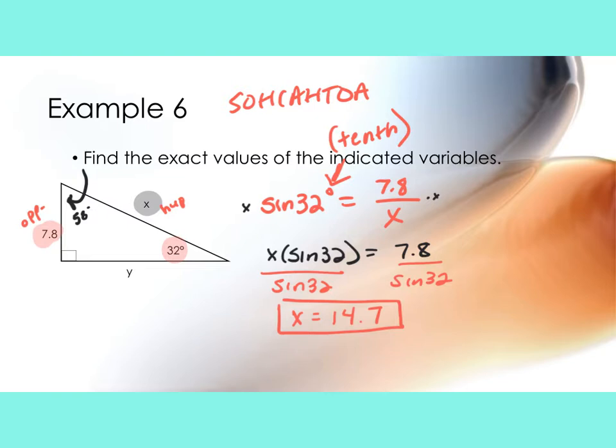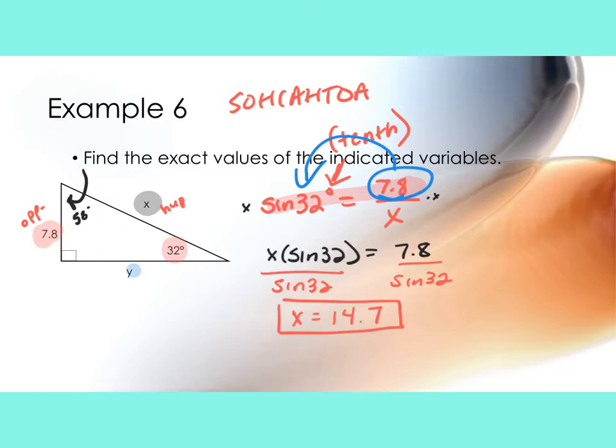So the shortcut for solving this is, if the number's in the bottom and the variable's in the top, we multiply. If the number's in the top, then we take that number and divide it by the trig function on the other side. So you don't have to go through the process of multiplying by x and then dividing by sine of 32. Just know if the number's in the top, we take the number and divide it by the trig function on the other side.